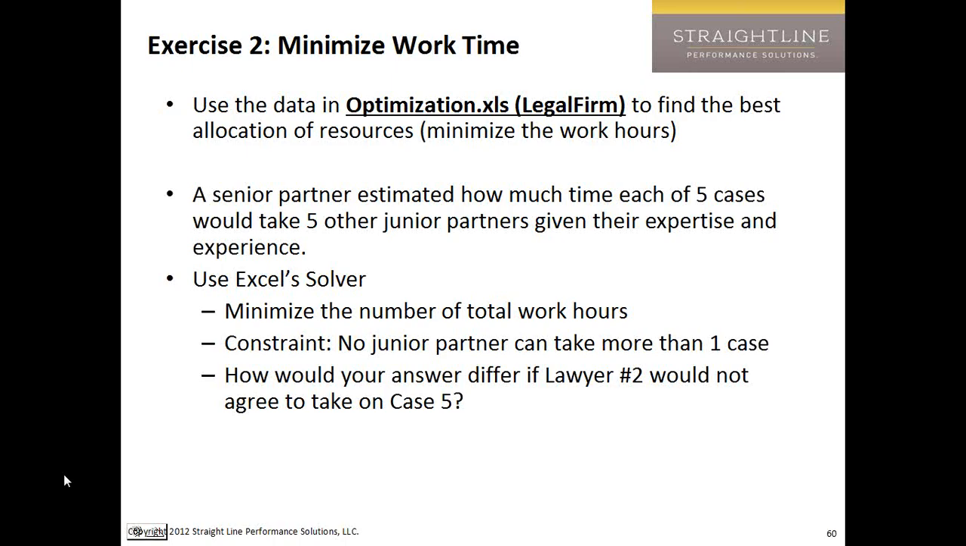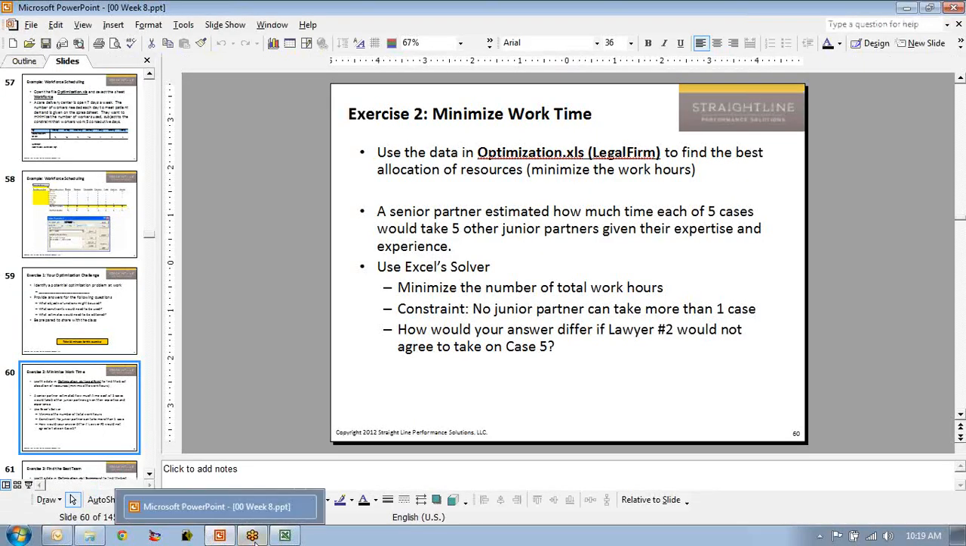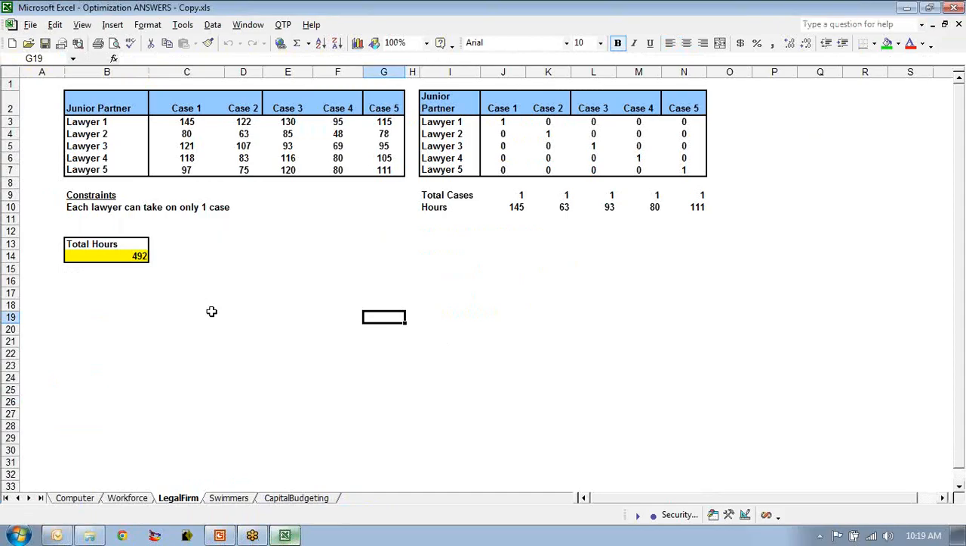So here we're going to find, let's take a look at that. We want to minimize the total number of work hours with no junior partner taking more than 1 case. How could your answer differ if lawyer 2 would not take a certain case? Okay. So anyway, here we've got a senior partner, and he's going to dole out responsibility of 5 cases to 5 junior partners. How should he best do it? We want to minimize the total hours.